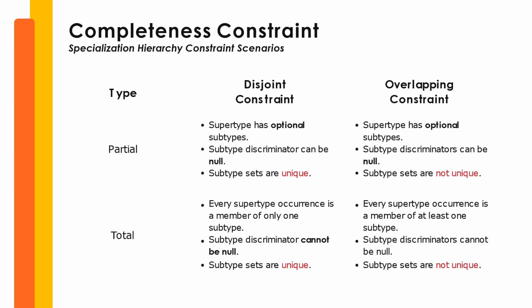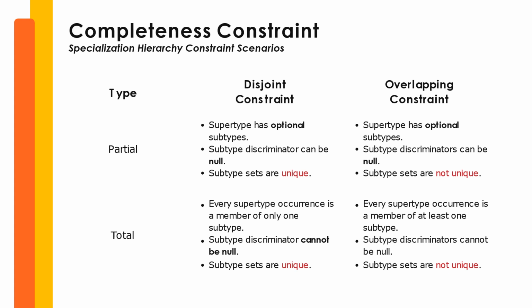So the following are the possible combinations that we may have when we talk about the completeness constraint and the disjoint or overlapping. If we have a partial disjoint constraint, it means that the supertype has optional subtypes, the subtype discriminator can be null, and the subtype sets are unique. If you have a partial overlapping constraint, the supertype has optional subtypes, the subtype discriminators can be null, and the subtype sets are not unique.